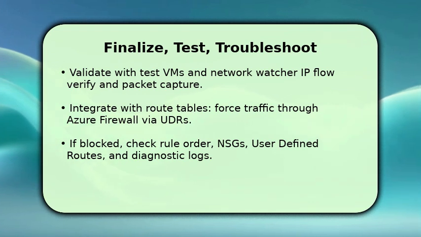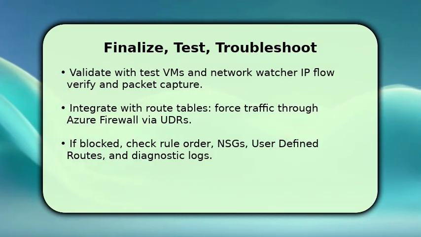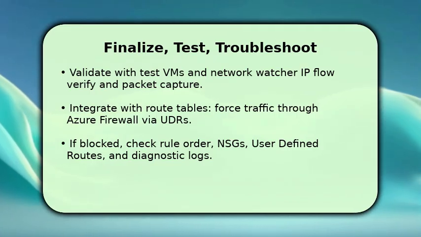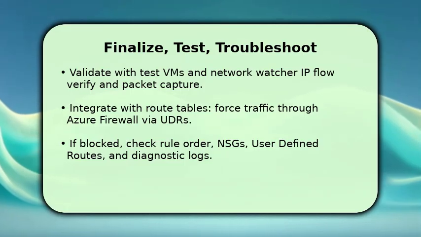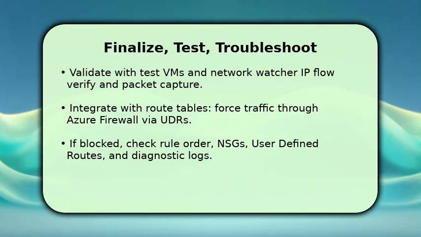If traffic is blocked, inspect rule order first, then NSGs and UDRs, and consult diagnostic logs in log analytics for dropped packets or application rule mismatches. One key tip: change one variable at a time to isolate the root cause quickly.